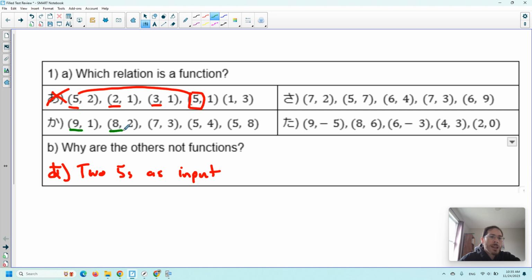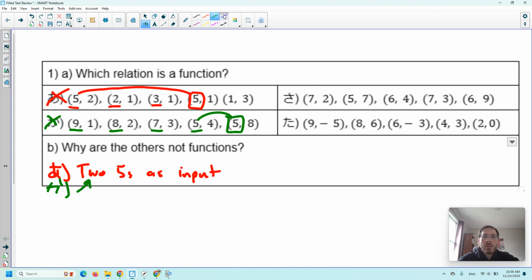So we got 9, 8, 7, 5, and then again we got another second 5. So again, that one's out because the 4 and the 8 are different. So this is actually the same thing as the second one. So that one is also the same, two 5s as the input.